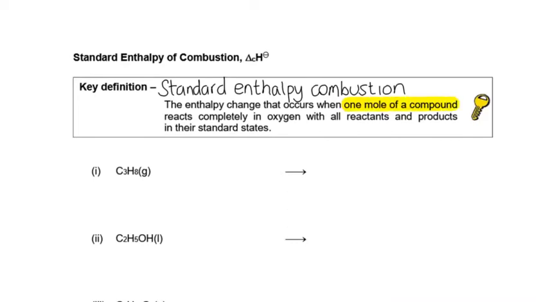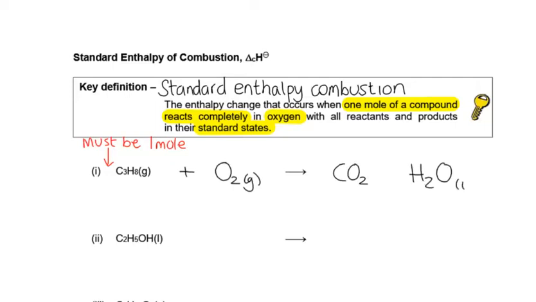When 1 mole of a compound reacts completely in oxygen, so complete combustion, everybody's in their standard states. So we cannot change this number. This must be 1 mole. And we're reacting it with oxygen, which is a gas in its standard state. And what does combustion create? Well, we're going to create carbon dioxide and water. The standard state of water is liquid and the standard state of carbon dioxide is gas.